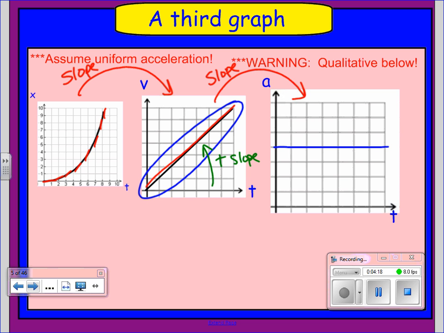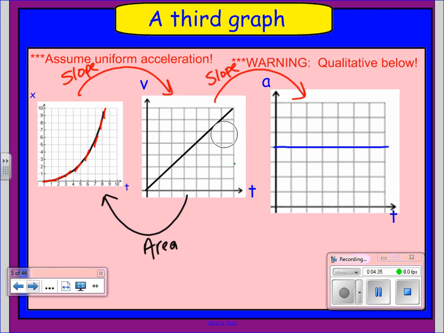Now, if you recall from Unit 2, we were able to figure out information by going backwards. Remember, if we wanted to go backwards from a velocity graph to a position graph, we took the area. And the area underneath a velocity graph would tell you some information about the position. For example, the area under this curve, which ends up being a triangle, would end up telling you the change in position, or displacement.